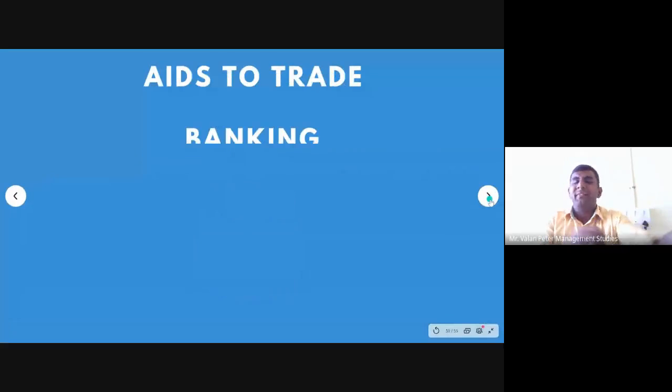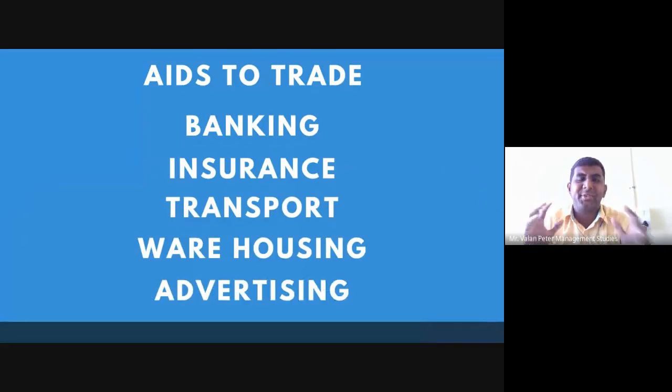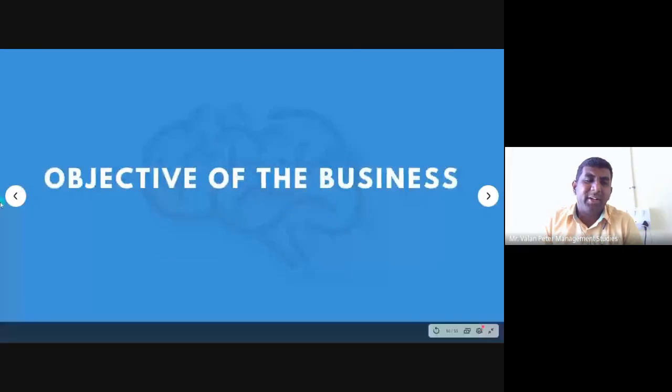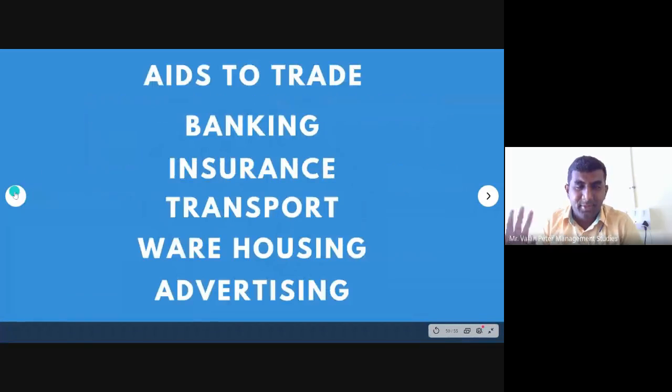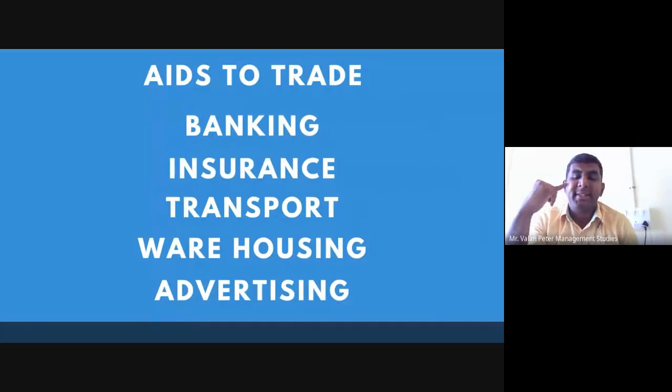Okay, and then we saw something called aids to trade. What is meant by aids to trade? I told you what is meant by aids to trade. Support. Yes, which supports the trade. That is called aids to trade. In aids to trade we have got 5 different activities. First one is banking. Banking is a very important aspect in trade because they support financially.